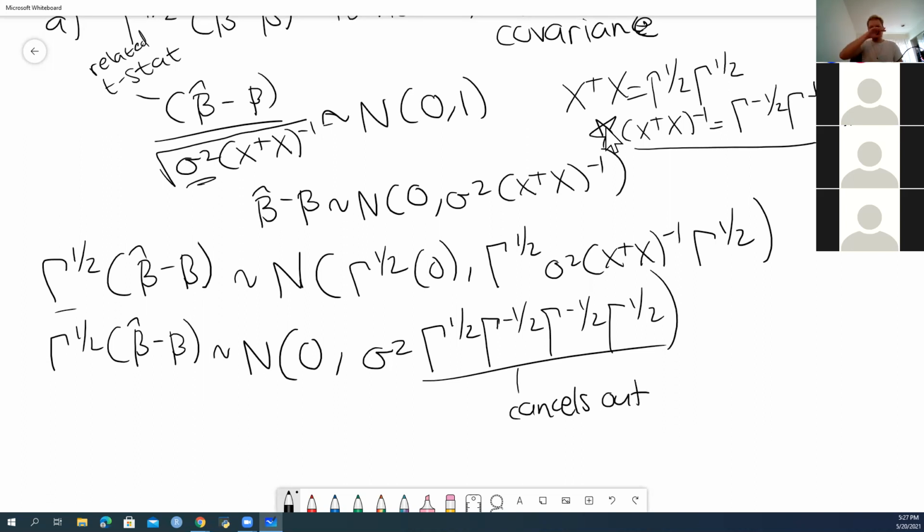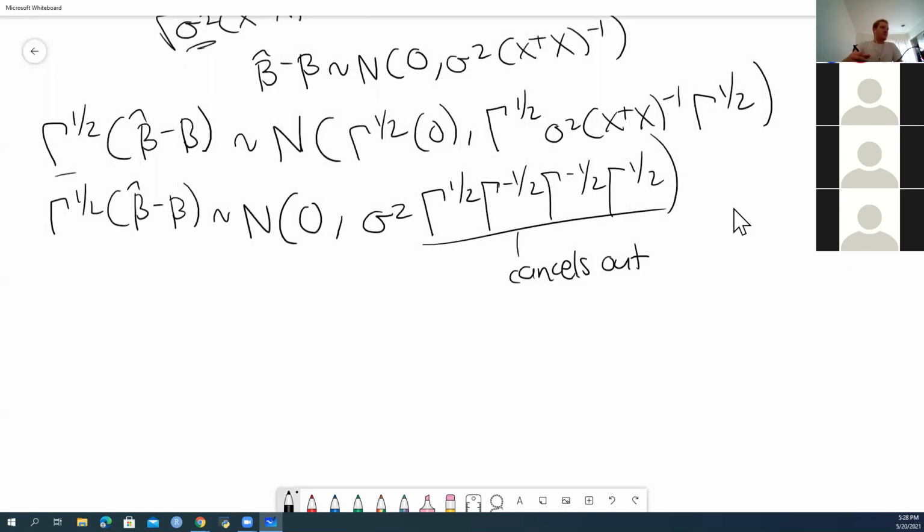Hopefully that makes a little bit of sense. If not, let me know. So obviously it's normal with mean 0 and covariance sigma squared I.